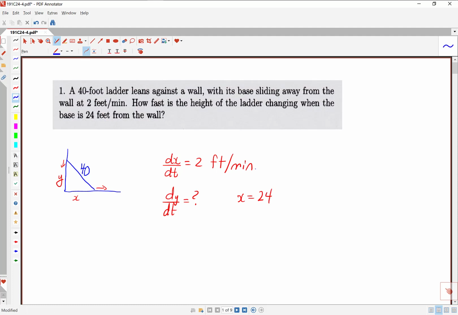Now, one thing that is helpful in these physical problems is just thinking about the sign of the derivative. This dx/dt, it's a positive 2 feet per minute. It's positive because x is increasing. So anytime a variable is increasing, the derivative of that variable with respect to time will be positive. If we were in some alternate universe where for some reason the base of the ladder were being pushed towards the wall, then x would be decreasing and you would have a negative number for your derivative. So that's something that we'll keep in mind as we go through all of these problems.